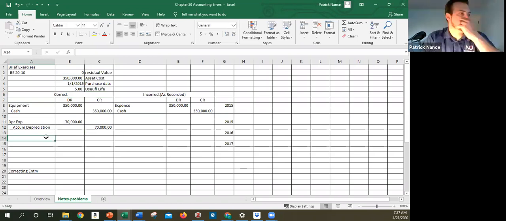Okay, so now I figure out what to correct. Well, first, this is what they actually did here, right? Don't need to mess with that. First correcting it, that needs to be debited for 150.